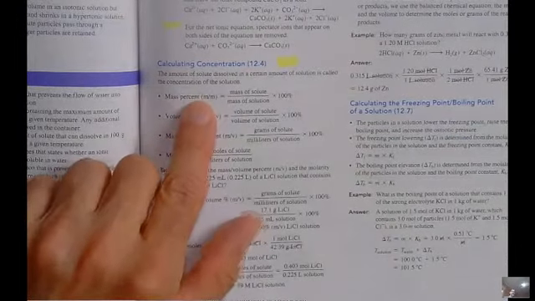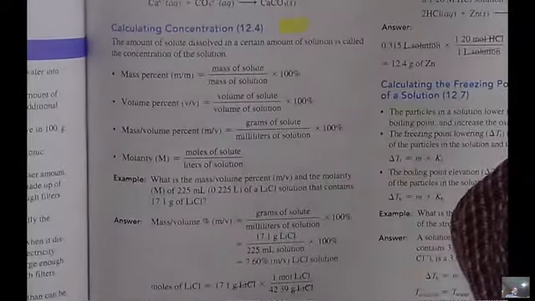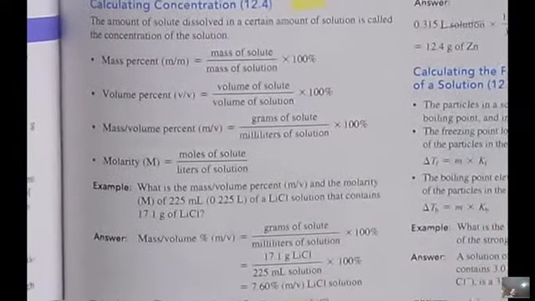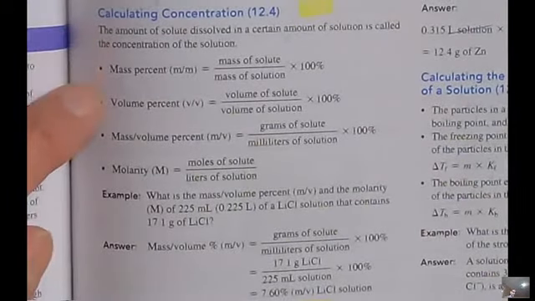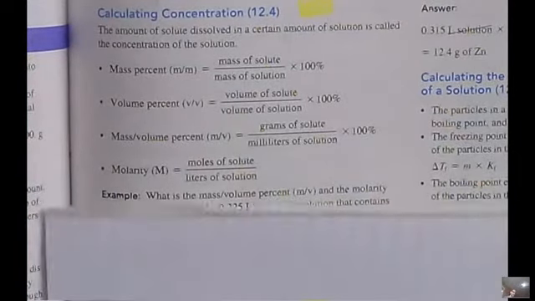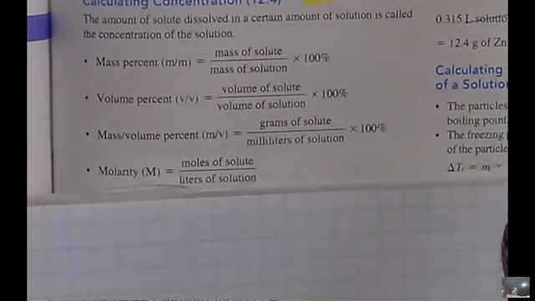Okay, but we want to go past just talking about it in a qualitative sense. We want to put numbers to this, right? How strong the solution is, how concentrated it is. Well, there's going to be 4 different ways that we're going to talk about it. Okay, first 3 are very intuitive, and you kind of see this all the time in life, so they're not going to require a lot of explanation.